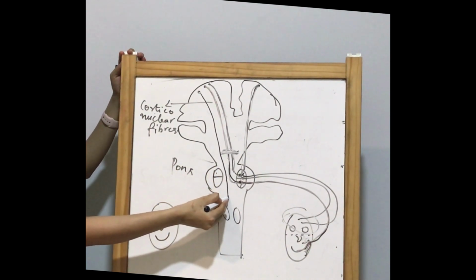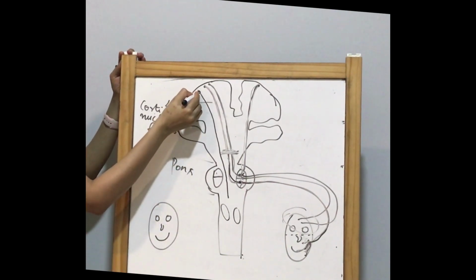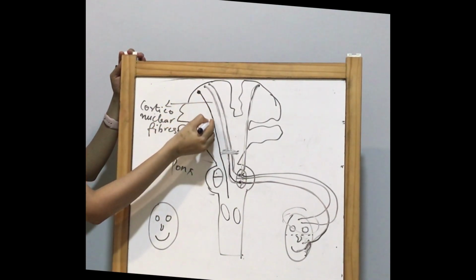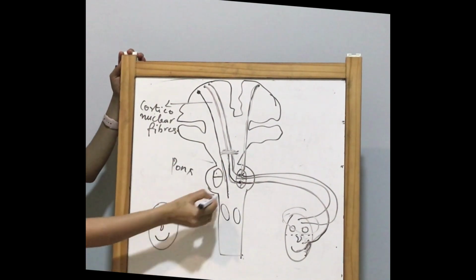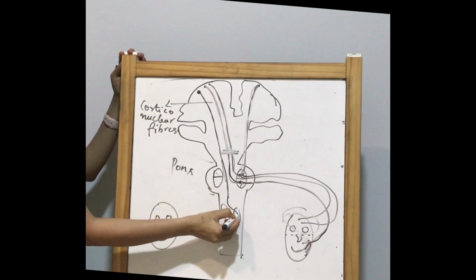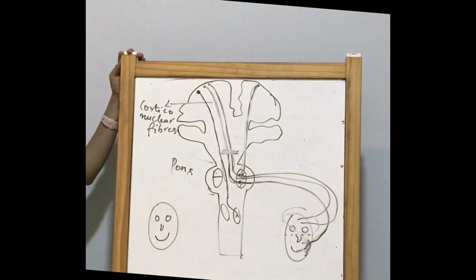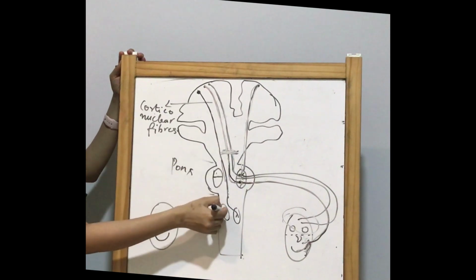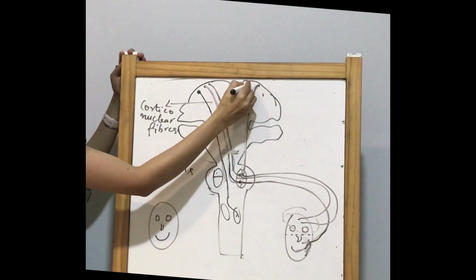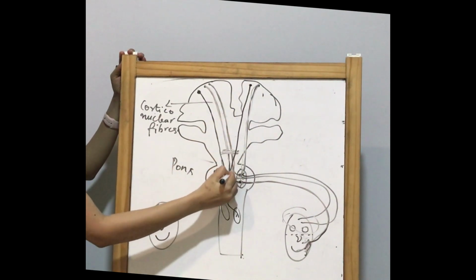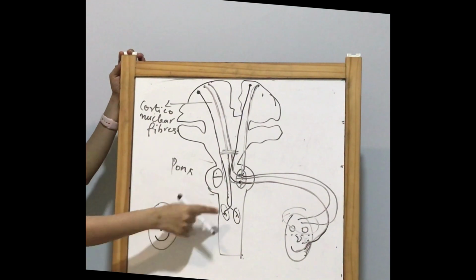So before they relay, this has to go to the left side. The corticonuclear fibers are coming from the right side. Before these are concerned with the hypoglossal nucleus, they cross over here and then they relay over here. And for this nuclei, it comes from here, crosses over and then they supply.